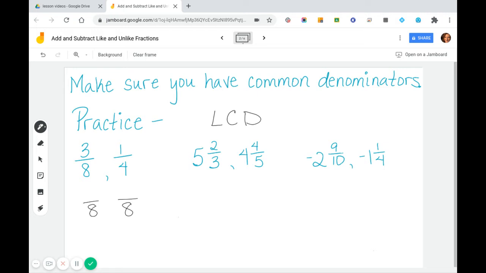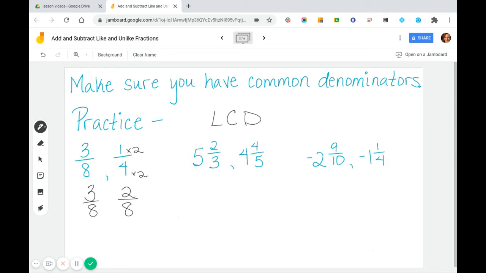So 3/8, if I'm leaving 8 on the bottom, I can leave 3 on top. 1/4, I'm changing the bottom. I have to change the top. To get from 4 to 8, I multiply by 2. So to keep consistent, I need to multiply the numerator by 2. 1 times 2 is 2. 2/8 and 1/4 are equivalent. They reduce to the same thing. So now, whether I was asked to add or subtract or whatever I'm doing with them, now I could proceed with that because I have my common denominators.